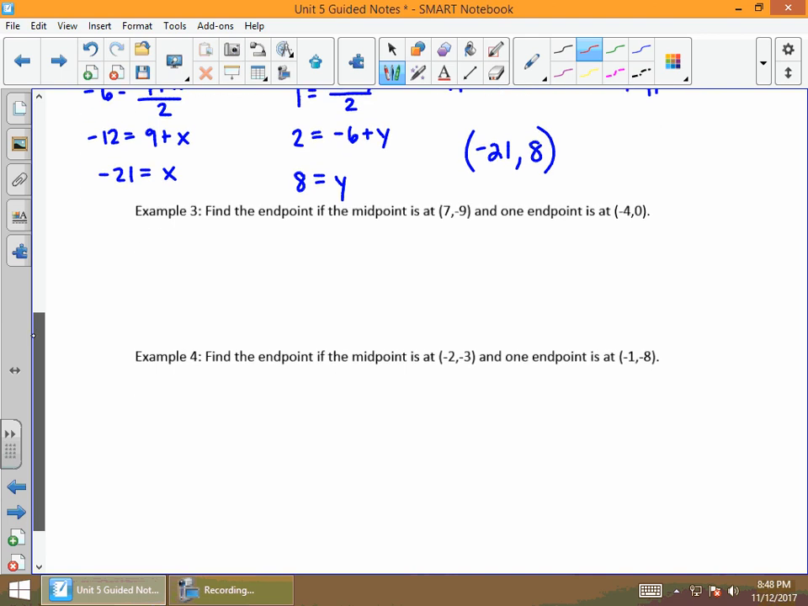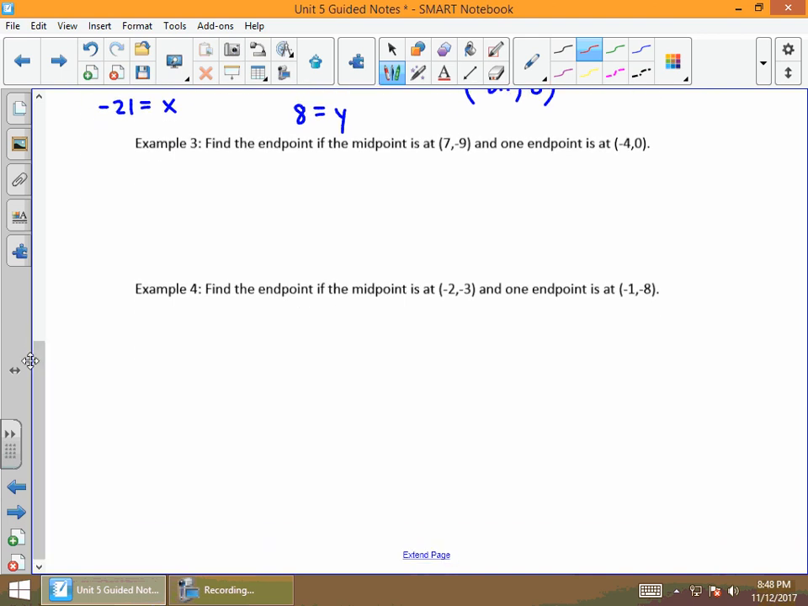All right, example 3 says find the endpoint if the midpoint. So here is my midpoint. So my middle x is at 7, equals my x value, negative 4, plus the other x value, divided by 2. Multiply both sides by 2. 14 equals negative 4 plus x, and then add 4 to both sides. So 18 is the x value.